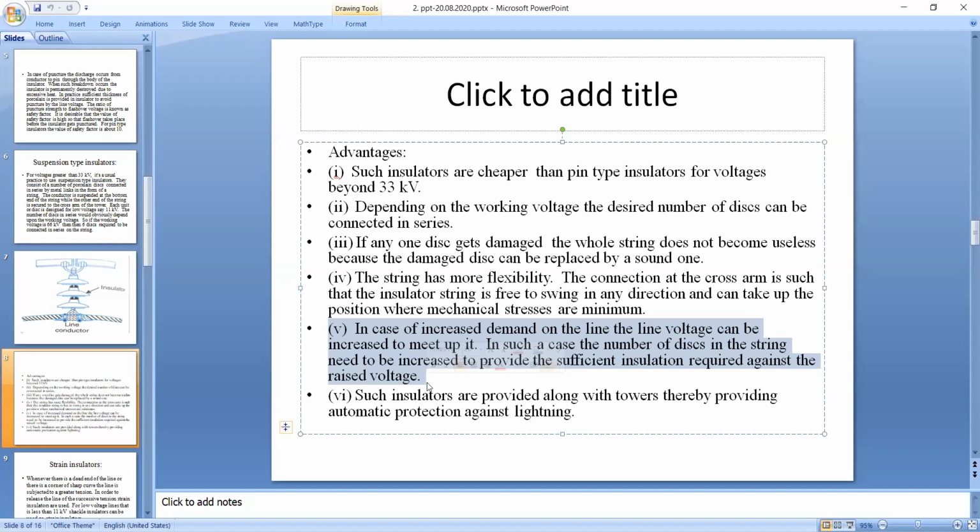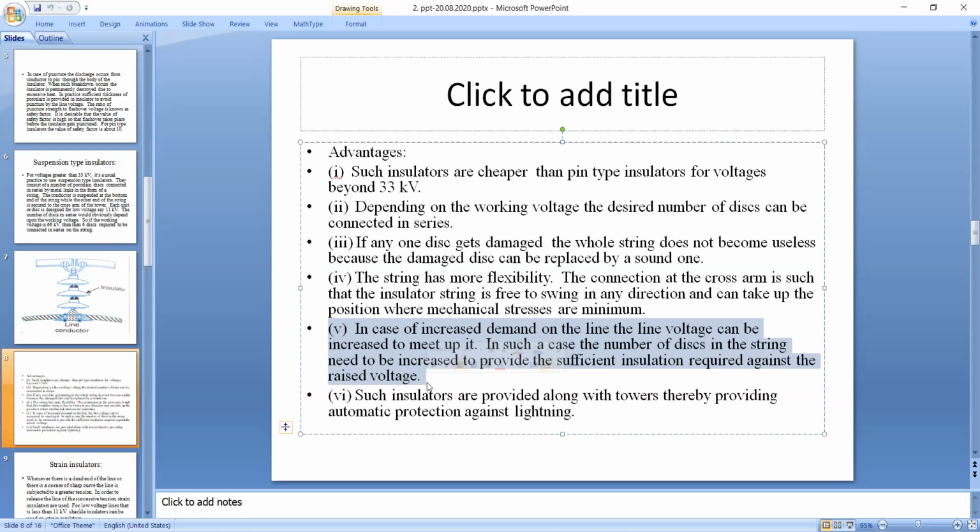So suppose you have working voltage of 66 kV. So if the working voltage is 66 kV, you have 6 discs connected in series in the form of a string. These are all connected by metal links and they're connected in series to each other. 11 into 6 is 66 kV voltage rating of the insulator string.